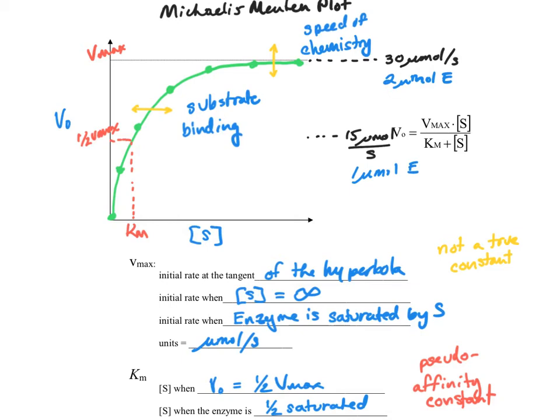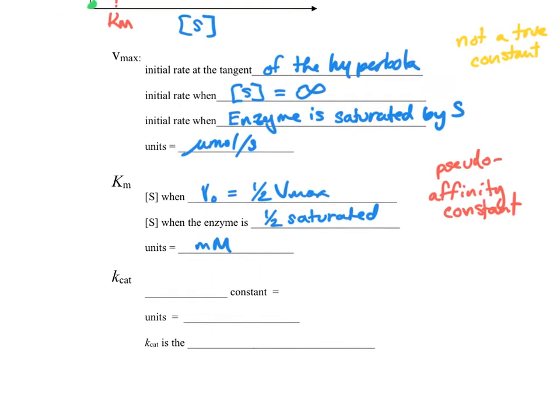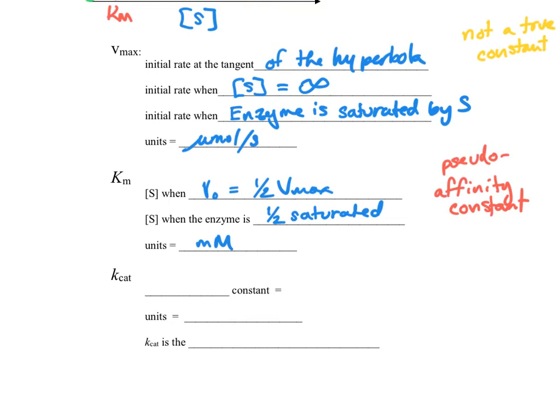So how can we handle this in a fashion that gives us a true constant that describes the speed of the chemistry? Well, it's pretty easy. Let's go down to the bottom of the page and talk about this last one. It's called kcat. And kcat is also called the catalytic constant, and it's very easy to calculate. We simply take the Vmax and we divide by the amount of enzyme.